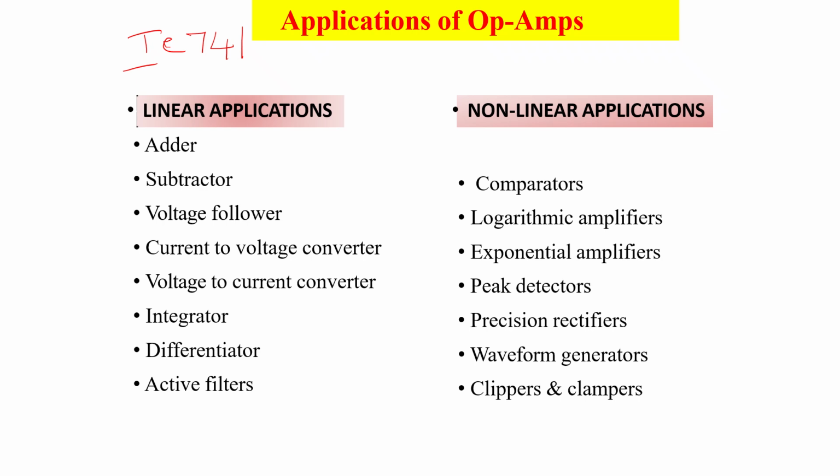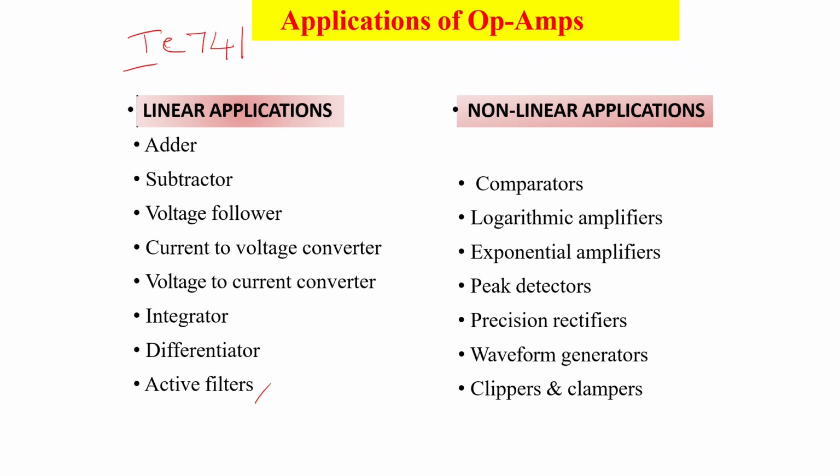The different linear applications I have listed here. They will be acting as adders, subtractor, voltage follower, current to voltage converter, voltage to current converter, integrator, differentiators, and active filters. Active filters are those which employ operational amplifiers along with some resistors and capacitors, and they will be acting as filters.